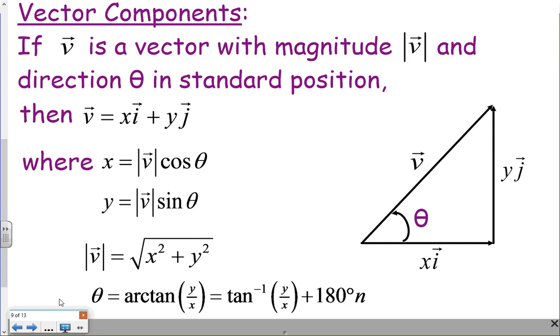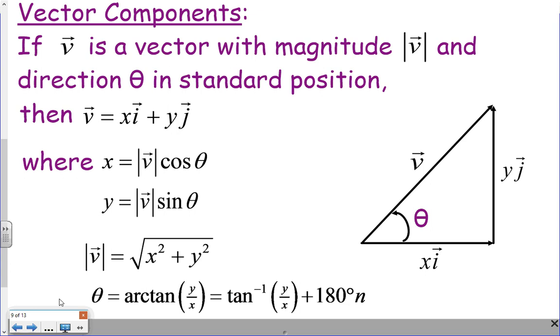Now, you can also calculate the magnitude of this vector if you know the x and the y part. You just simply use the Pythagorean theorem, the square root of x squared plus y squared. Or if you want to find out what the direction of that vector is, if I know the x and the y, I can use arctangent to solve that. Of course, it's the tangent inverse of y over x plus 180n.